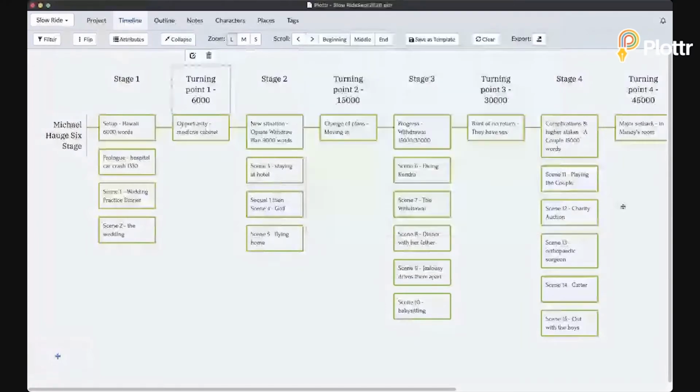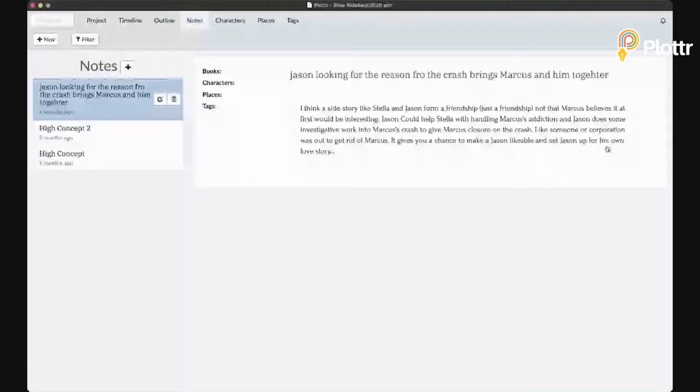Now, also, I want to look at how you use notes to an extent. We're only going to look at notes and characters really quickly, but I just wanted to see how you develop these high concepts for the book and where that influences your plotting. This one here is just a note because at some stage, Jason's probably going to get a book.